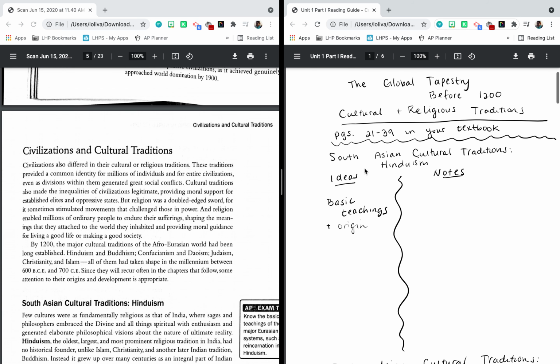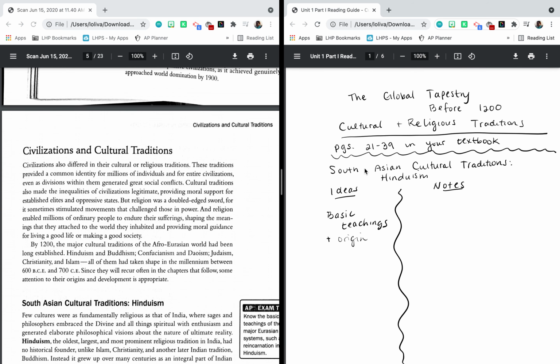One of the first things and one of the most important skills that I wanted to talk about was how to take notes for AP World History, because a lot of students get bogged down in the notes, and I don't want this to happen to you.